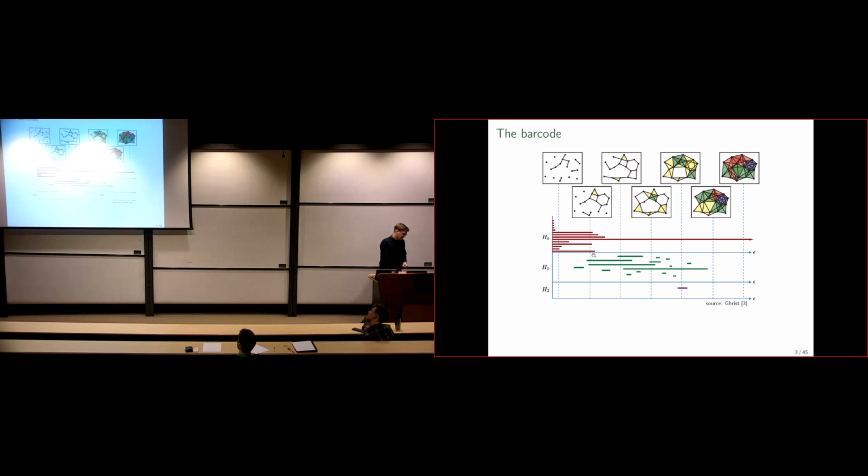And then we have 6 components. We have one big component here. We have 4 individual points, and then one small little component here. And this is illustrated by the 6 red bars here.